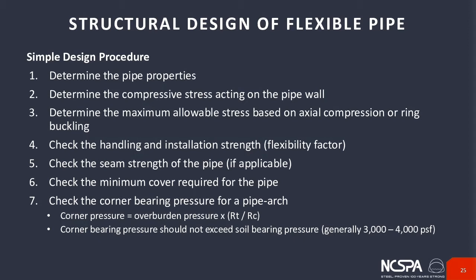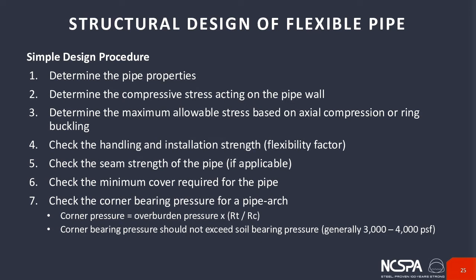Multi-radius structures can exert a pressure on the soil beside them that is higher than just what the overburden pressure over the top of them is. So essentially, to check the corner bearing pressure for a multi-radius structure, you just take the overburden pressure and you multiply it by the ratio of the top radius, the large top radius, to the smaller corner radius, and that pressure needs to be lower than what the soil embankment can provide in terms of support.